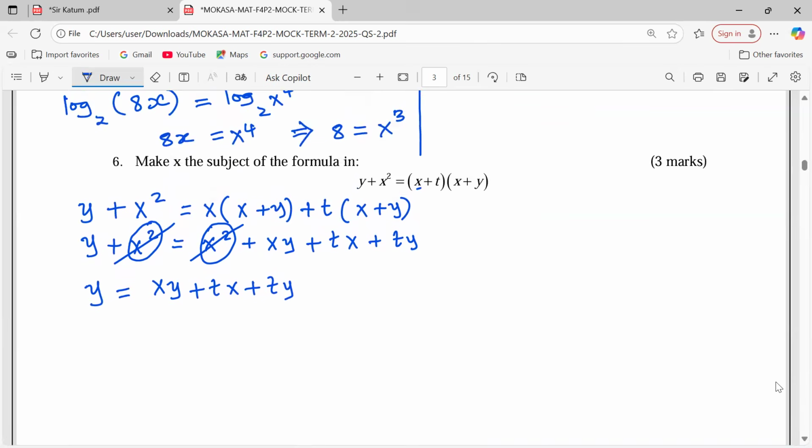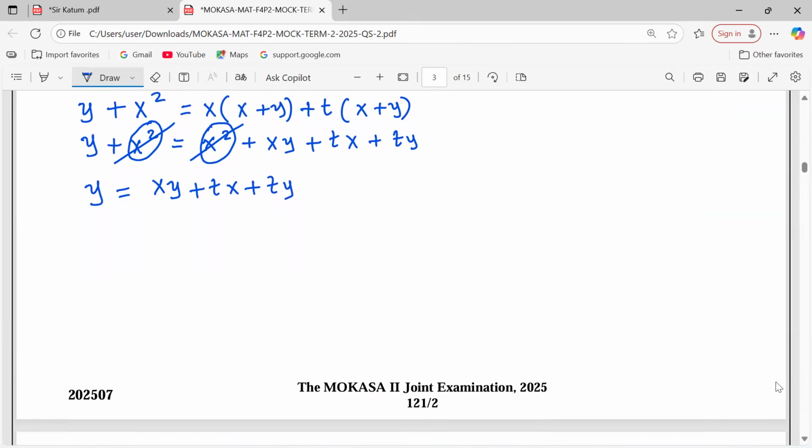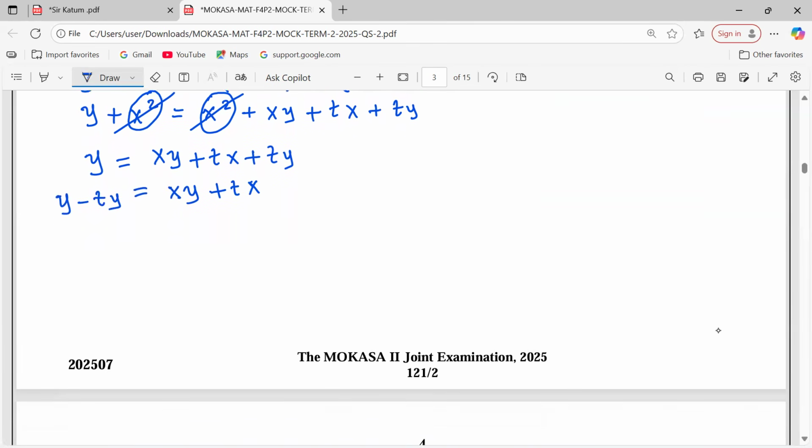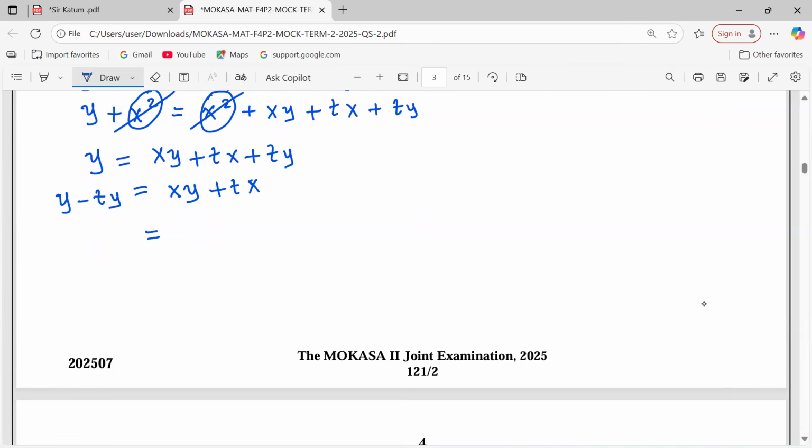Remember, it is x that is being made the subject. And if it is so, then the terms with x can remain here: xy plus tx, that way. Then ty, we'll have y minus ty. So ty is taken to the left. So the parts with x are already together. So we factorize x to remain with y plus t.